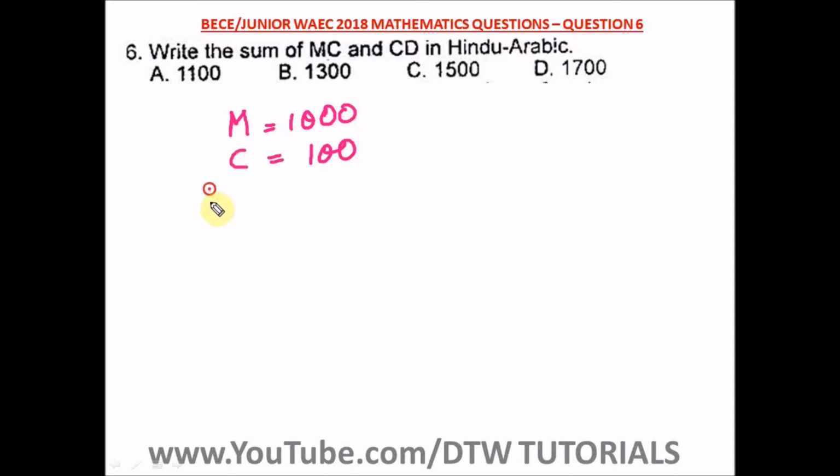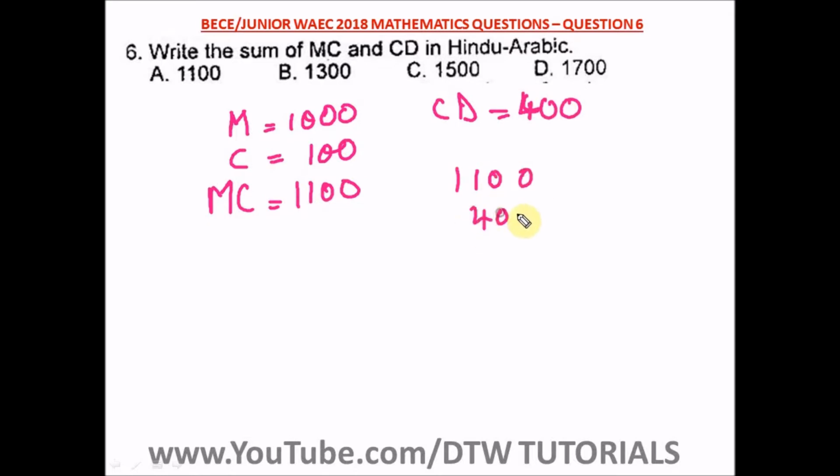Here MC gives us 1000 and 1, that is 1001. And we have CD here. CD is 400. I hope you know this. The question says write the sum of these, so we add 1001 plus 400. That gives us 1401 in the ones and tens places: 1 plus 4 gives us 5, and we drop the rest. So our answer is 1005, and our right option here is option C.